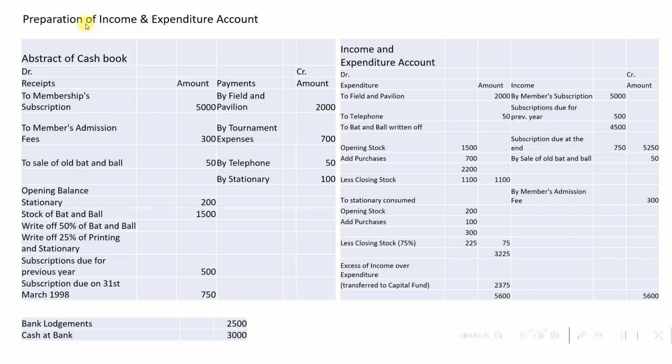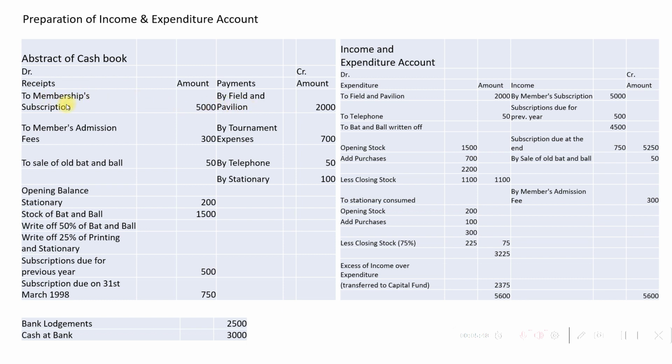Now let us see how we prepare the income and expenditure account from an abstract of cash book which is given. So you know cash book, wherever there are debit entries, it means it is income, or the cash is coming to the organization. Payments are credited in the cash book. So that is basically as per the cash, which is a real account.